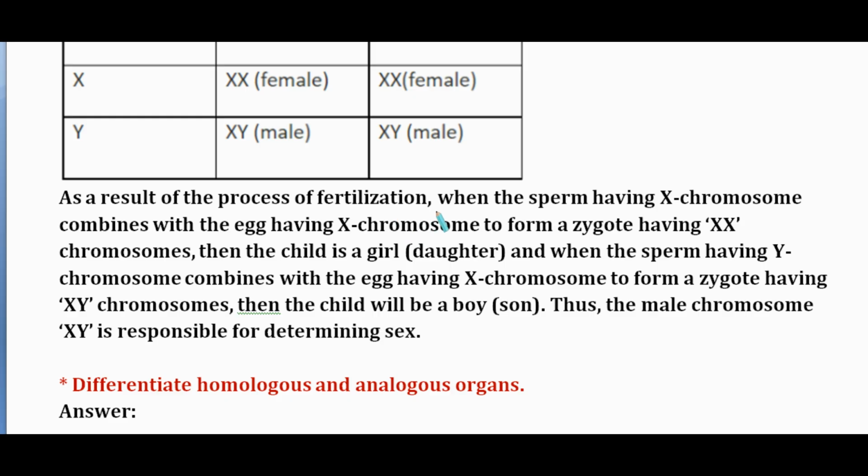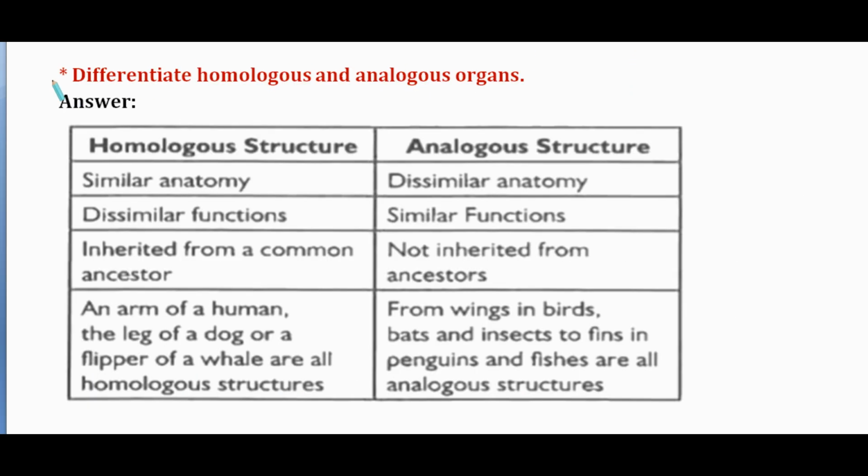As a result of the process of fertilization, when the sperm having X chromosome combines with the egg having X chromosome to form a zygote having XX chromosomes, then the child is a girl, a daughter. And when the sperm having Y chromosome combines with the egg having X chromosome to form a zygote having XY chromosomes, then the child will be a boy. Thus, the male chromosome XY is responsible for determining the sex.